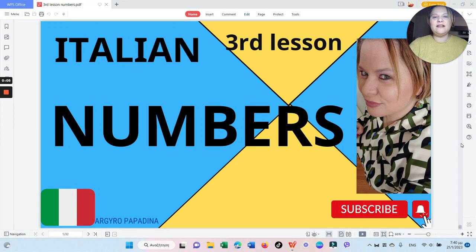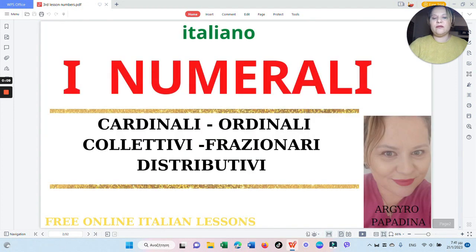Third lesson, numbers in Italian. We've got various types of numbers, but in this lesson we'll focus on cardinali, cardinal, ordinali, ordinal, collettivi, collective, frazionari, fractional, and distributivi numbers. Distributive. Let's get started.